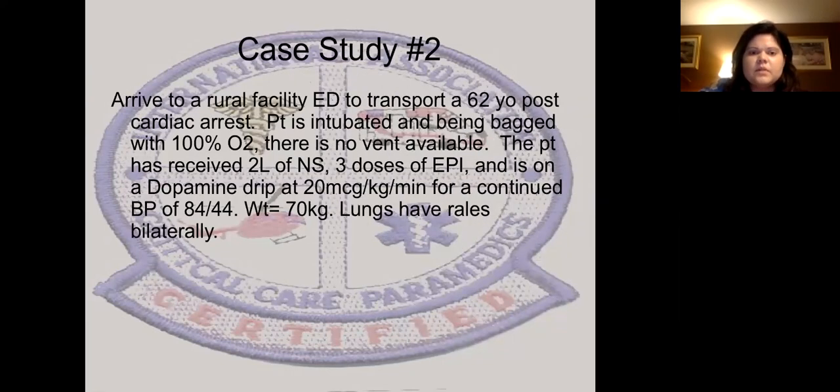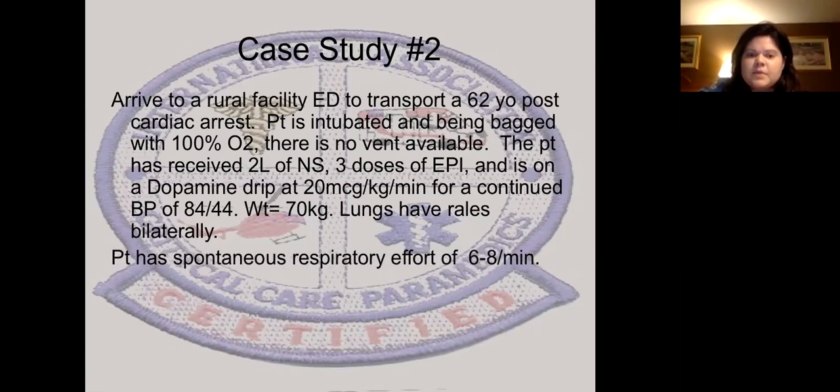You can continue our fluids. Okay, case study number 2. You're going to arrive to a rural facility ED to transport a 62-year-old post-cardiac arrest patient. They're intubated and being bagged with 100% O2. There is not a vent available. The patient's received 2 liters of normal saline, 3 doses of epi, is on a dopamine drip at 20 micrograms per kilogram per minute. Blood pressure is super low, 84/44, 70 kilos, and the lungs have rales bilaterally.